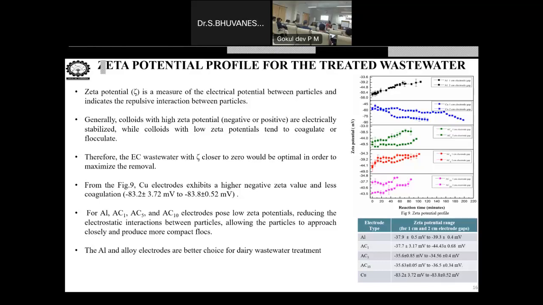For any liquid system we study, we want to have a stable system. Okay. We like to have it uniformly dispersed. Okay. For electrocoagulation, whether we want high potential or low potential, zeta potential. High potential. Why?